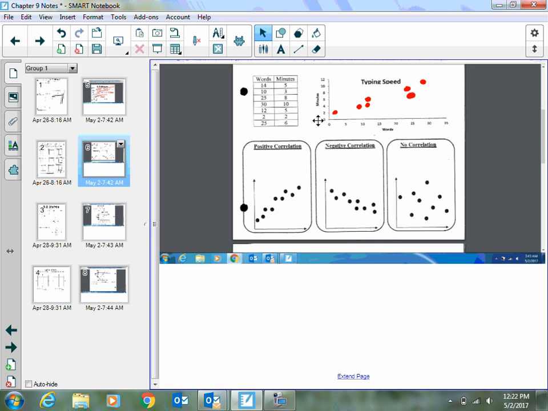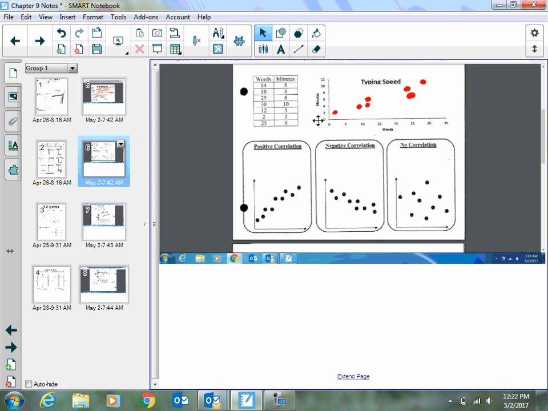All right. And we say that that's a positive correlation. Why do we think we say that's positive? What makes you automatically think, oh, it's positive? Lucy? Yeah, because if you read it from left to right, the points are going upward, right?